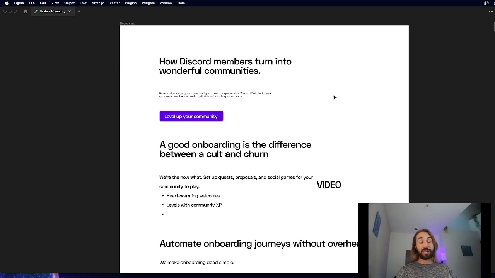Even when you have something that you think is really good, I think this is the process of building a really good landing page.